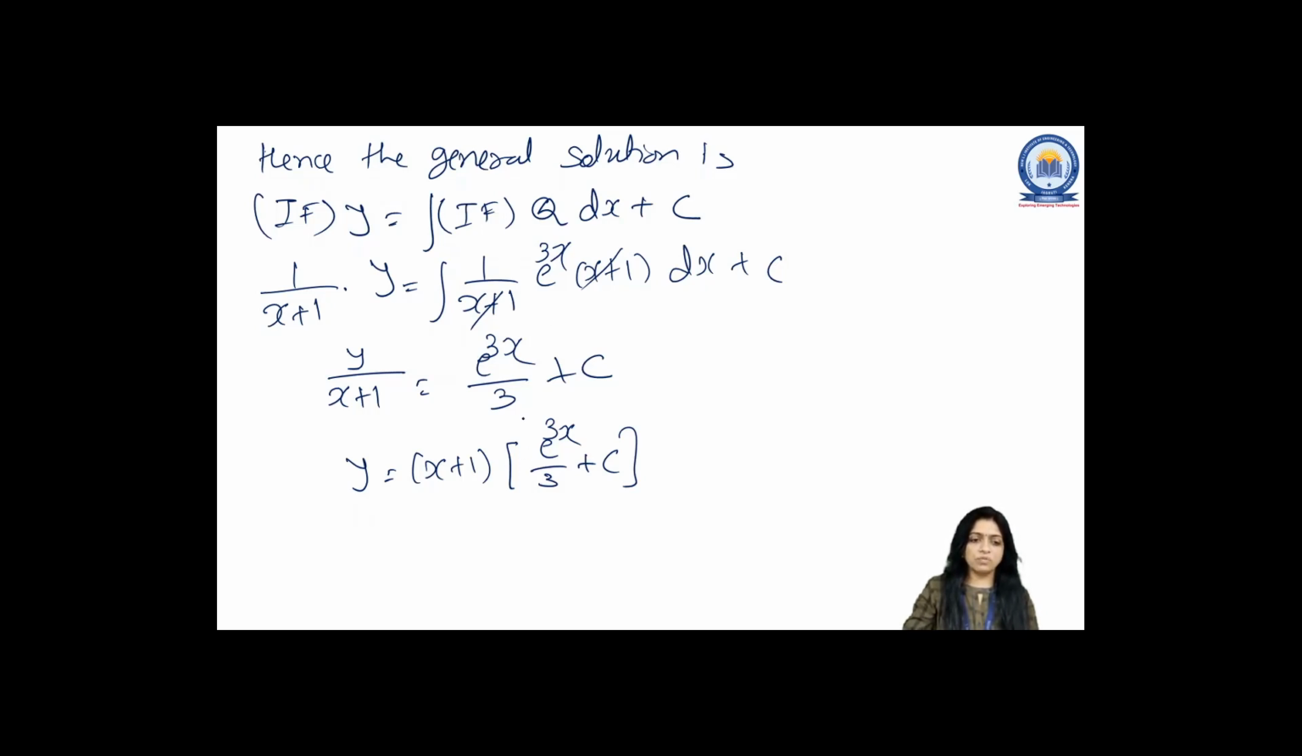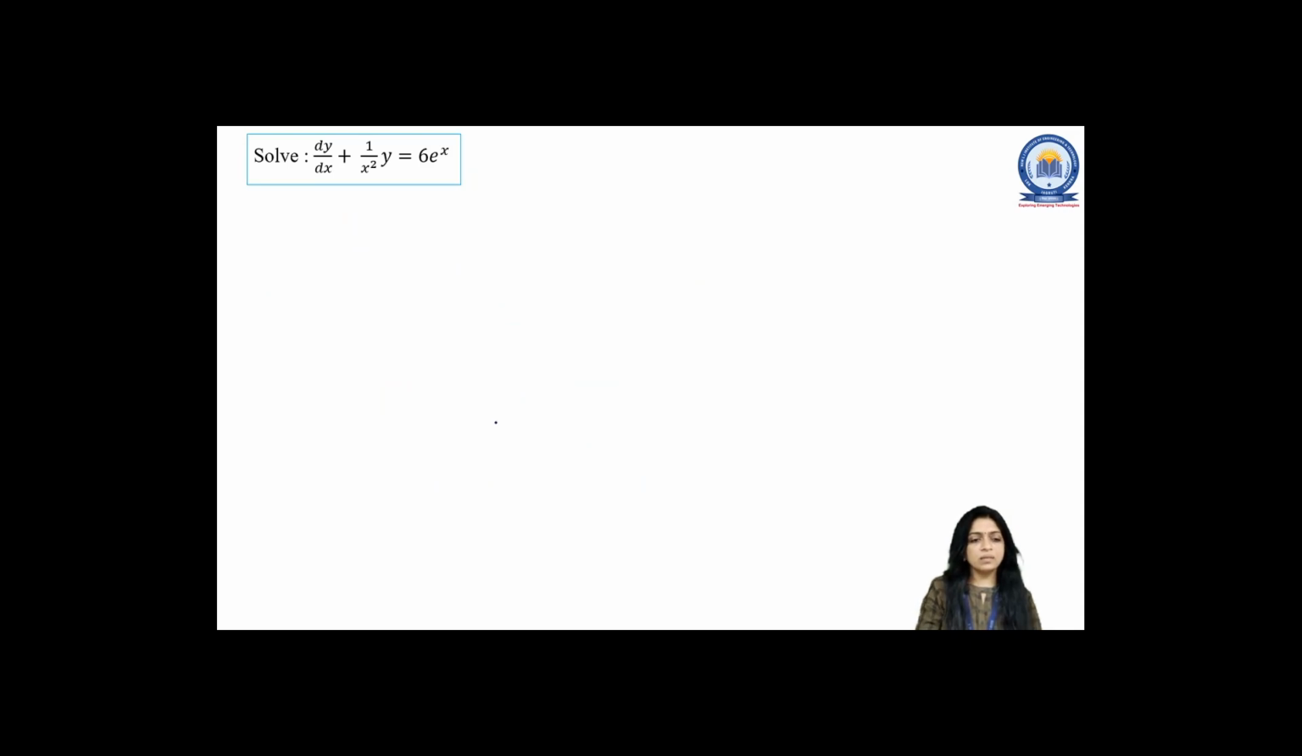Let's move on to one more example, that is dy by dx plus 1 upon x square into y is equal to 6 e raised to 1 by x. So let's start the solution. Hence, the given differential equation is of the form dy by dx plus p of x into y is equal to q of x, right? So the equation is linear in y.